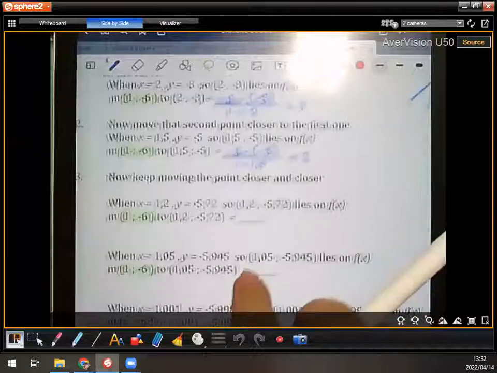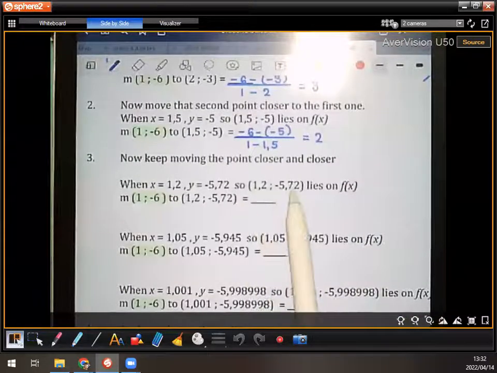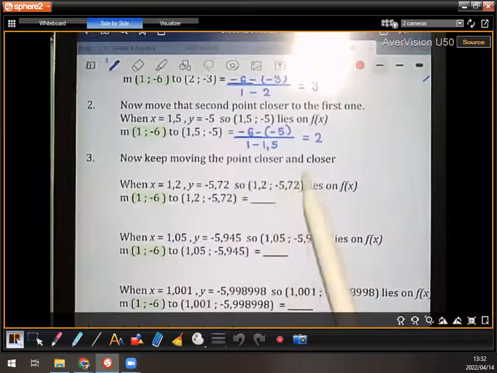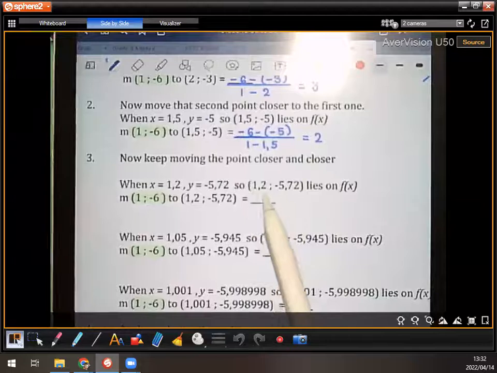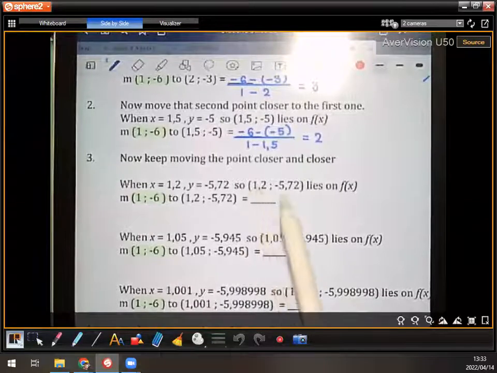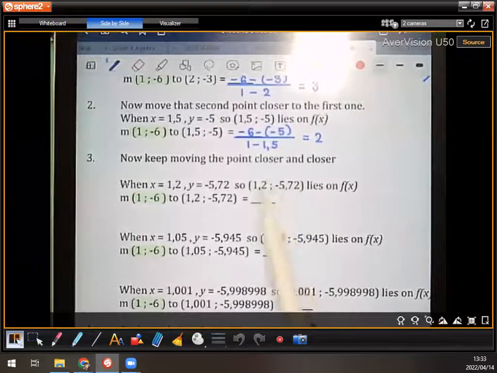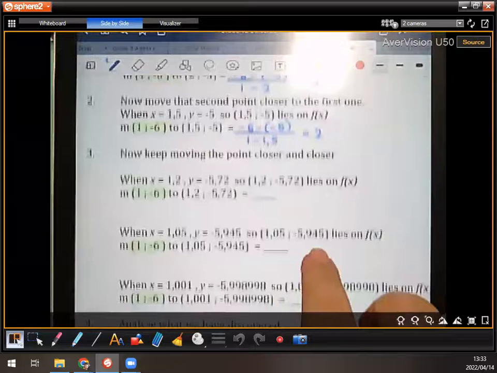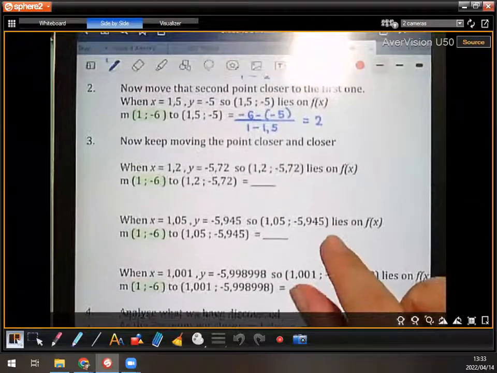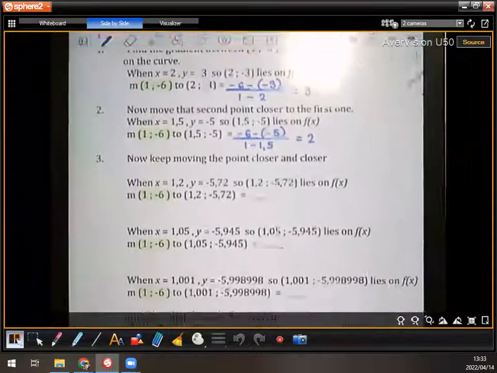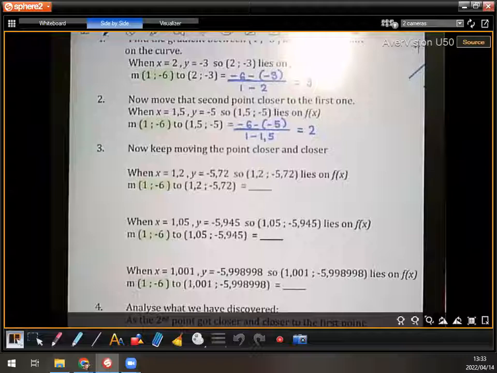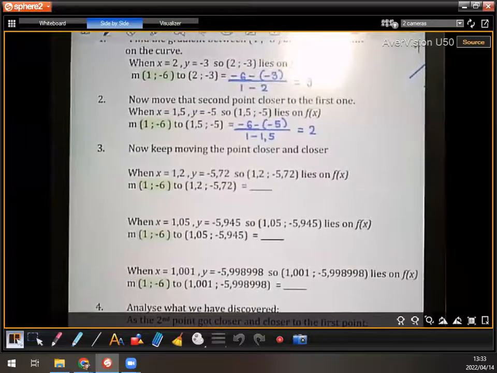So next up, you're now going to take another point that's again closer. So 1.25, hey? Please work out what this gradient is, and you're going to keep going down. Please calculate the gradients of the next 3 points that they've given you, and we'll see what happens to the gradient.